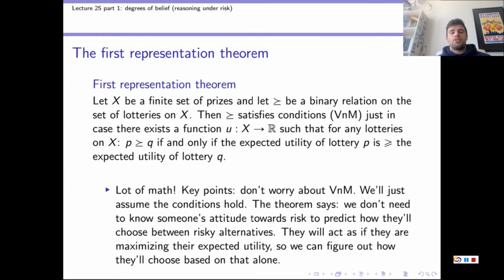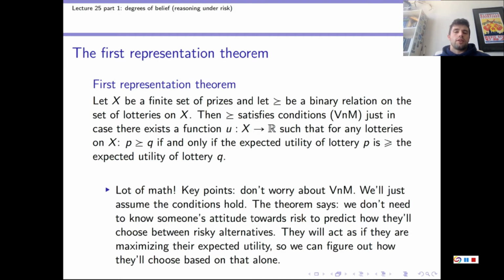And its import is this: we don't need to know someone's attitude towards risk in order to predict how they will choose between two risky alternatives, because all they're going to do is act as if they are maximizing expected utility. Okay, so we've said a lot. Now let's look at an example of how we apply this theorem and ultimately how we recover our degrees of belief from utilities. That's what we're interested in taking away from this lecture video.